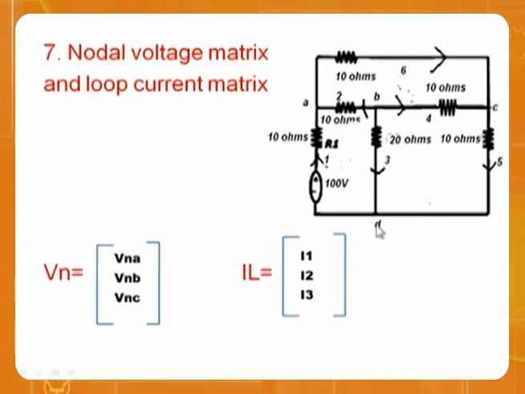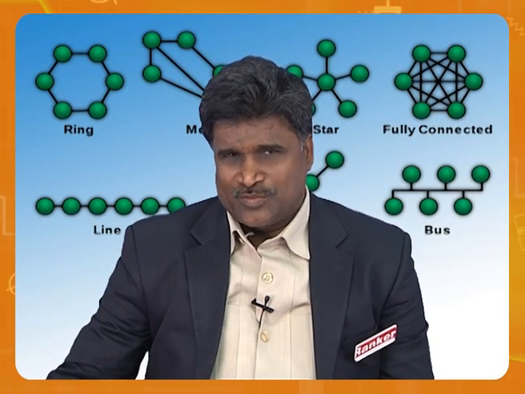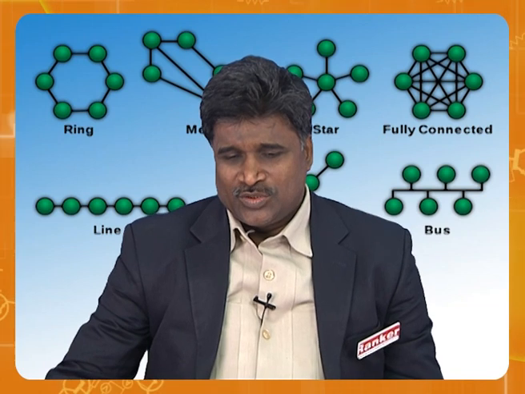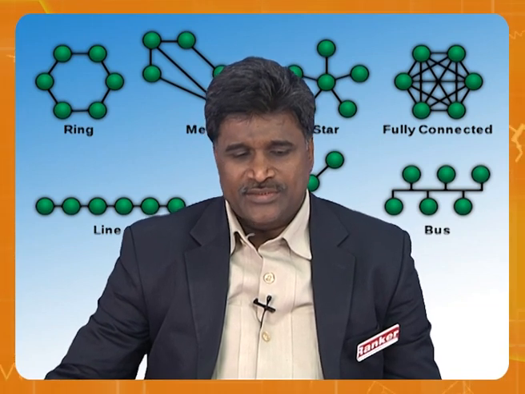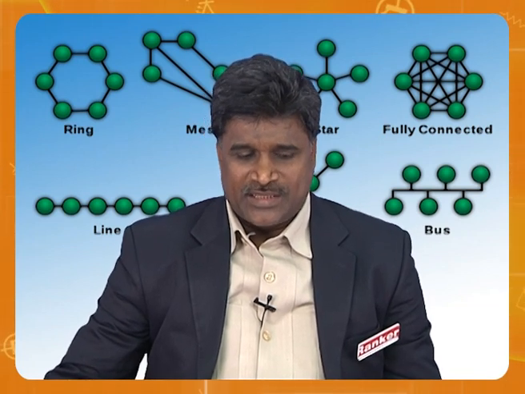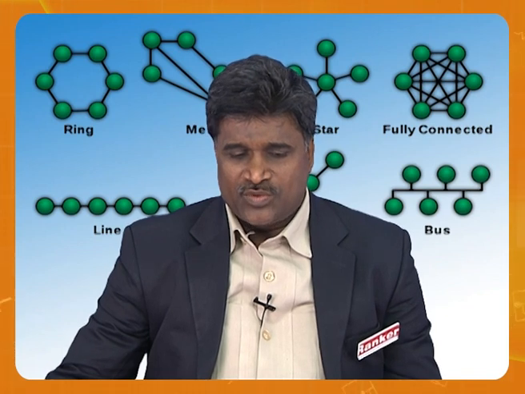Why not we take this one? This is treated as reference. When we treat it as reference, we say 0. That's why though there are 4 nodes, we take only 3 nodes. It's called nodal matrix. Nodal matrix for voltage.